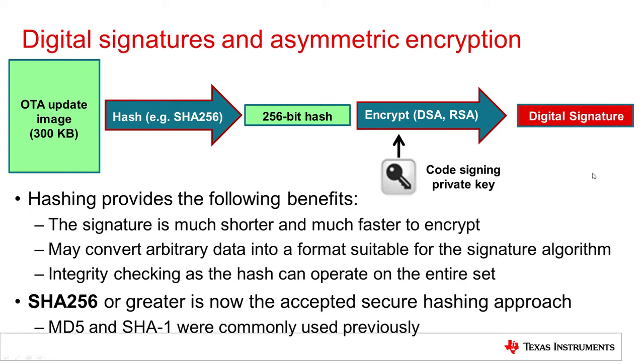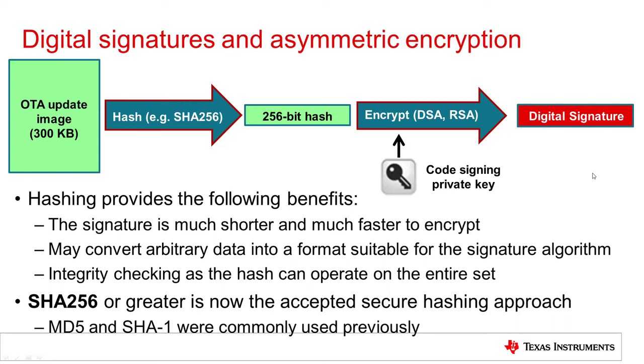We're starting off with an OTA update image that's, say, 300 kilobytes in size. To make that easy to encrypt, the first thing we do is perform a hash operation on it. Hashing is important for a number of reasons, but especially because the resulting signature is much, much shorter than the original data packet and therefore much faster to encrypt. In addition, since hashing is performed on the entire update, it also serves as an integrity check to prove there was no data transmission corruption in transit.